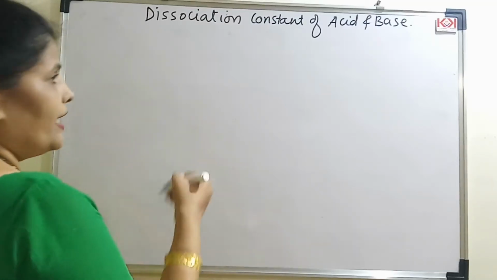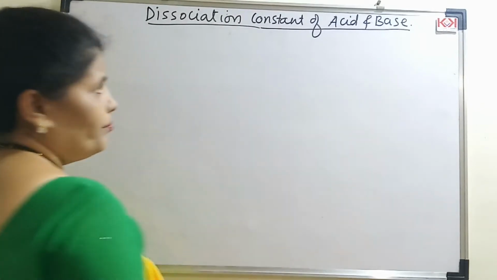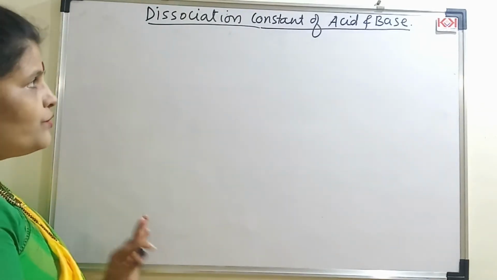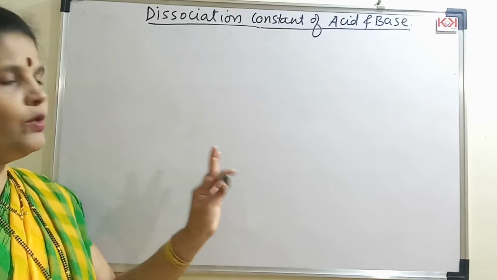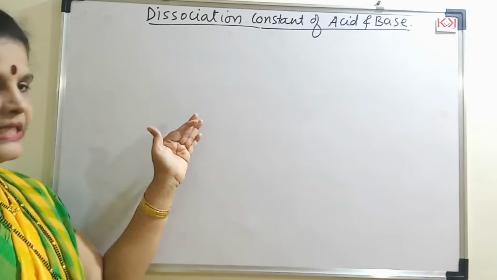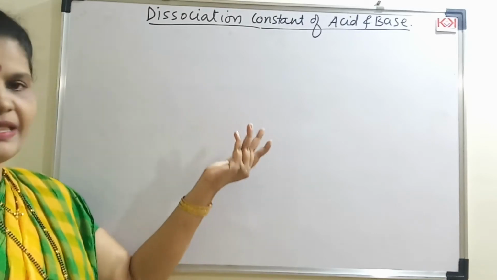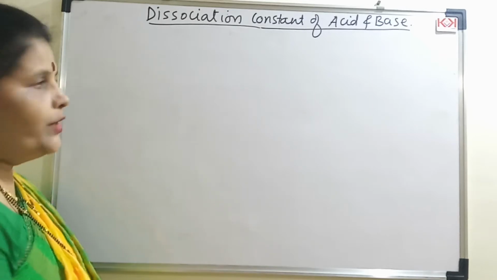In this video, we are going to see the dissociation constant of acid and base. First we will see what is the dissociation constant of acid, and then we will go for the dissociation constant of base. For acid, I'll go slowly, and for base, it will be a revision. So, let us see what is the dissociation constant of acid.